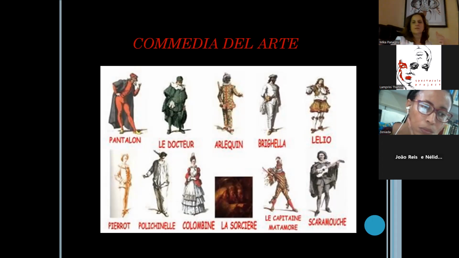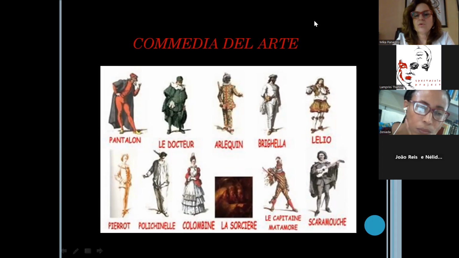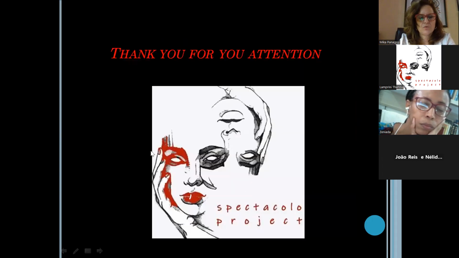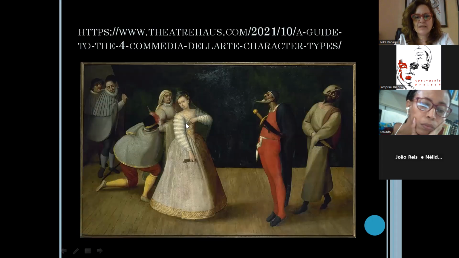Okay, sorry for this, but sometimes. So these are the characters. So, you know, as Commedia was the street theater. So these are the main characters I have for you here. This is one of the first paintings. And this is all about Commedia we will explore in the future.